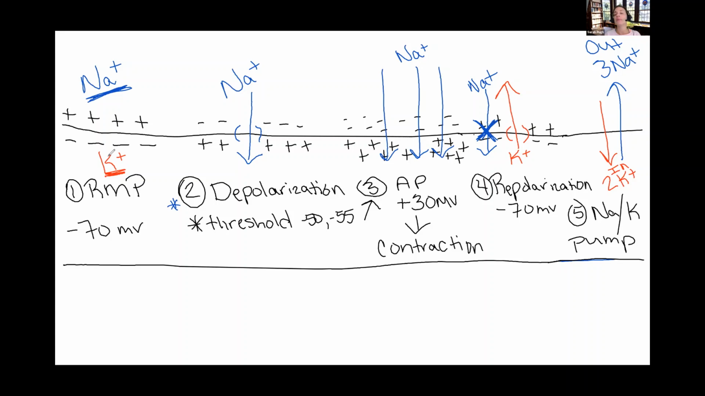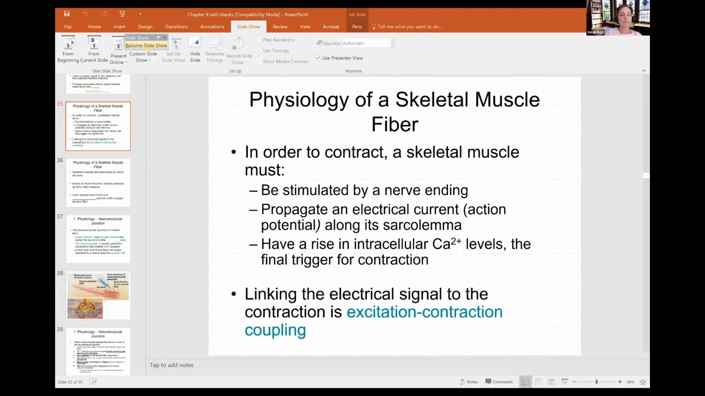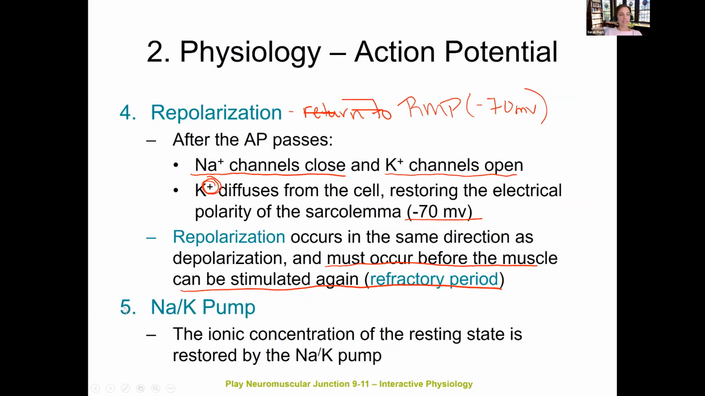We're good in terms of our membrane potential. We're back at -70. We got there during repolarization. We just need to get more sodium out, more potassium in. And that is what the sodium potassium pump does. It fixes our ions. All right, so that's that last step, step number 5, sodium potassium pump. It just restores our ion concentrations, gets us back to more sodium out, more potassium in.